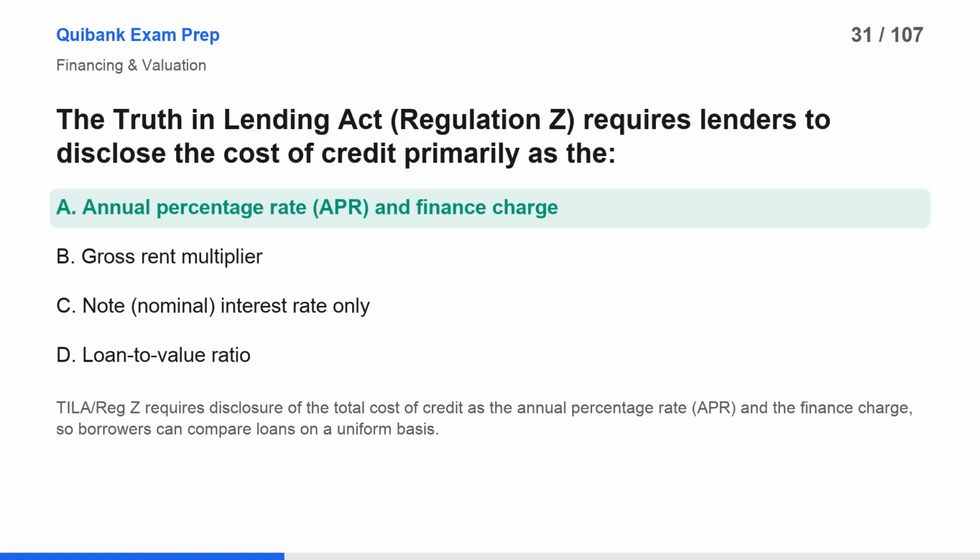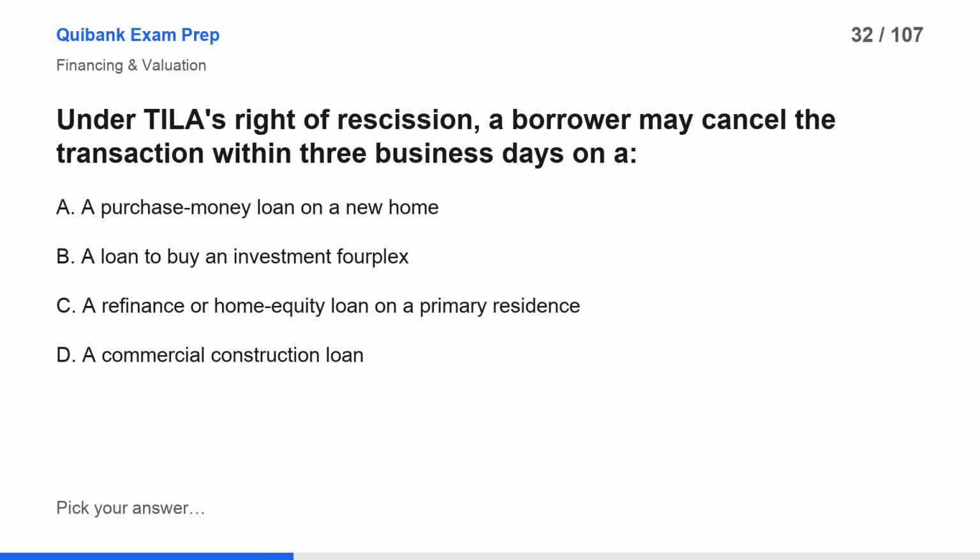The answer is A. Annual percentage rate APRA and finance charge. TILA/Reg Z requires disclosure of the total cost of credit as the annual percentage rate APRA and the finance charge, so borrowers can compare loans on a uniform basis. Question 32. Under TILA right of rescission, a borrower may cancel the transaction within 3 business days on A. Purchase money loan on a new home. B. A loan to buy an investment fourplex. C. A refinance or home equity loan on a primary residence. D. A commercial construction loan.